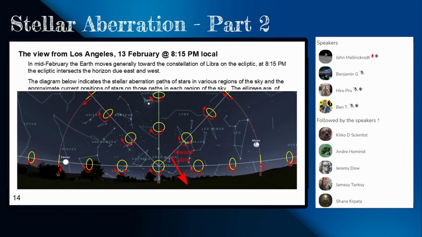I don't see many stars. To see stars south of the ecliptic, I have to look to the south, and I'm looking to the north in this picture. And I'm also showing the current shift due to the fact that right now the Earth is moving toward Libra. So all of these things are shifted in the direction toward Libra as well.